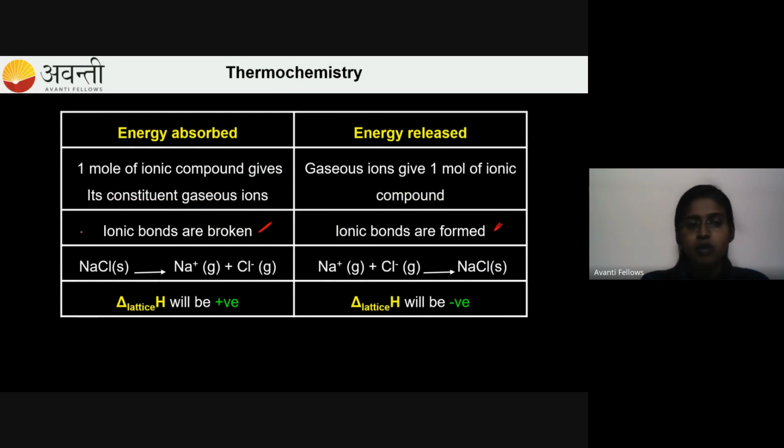Here bonds are broken down, and here two ionic bonds are formed between these two ions. If a bond breaking process occurs, the delta H value will be positive, and if a bond is forming, the delta H value will be negative. So this is an endothermic process, and the energy released process is called an exothermic process. Is that okay? You can take down the tabular column for your better understanding. So this is about lattice energy.